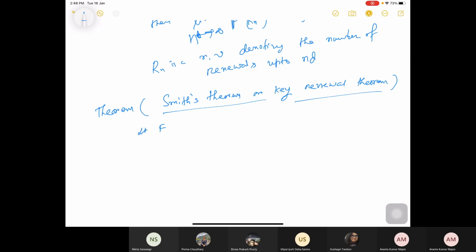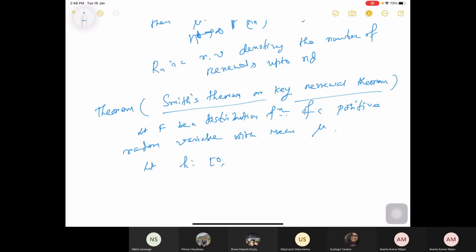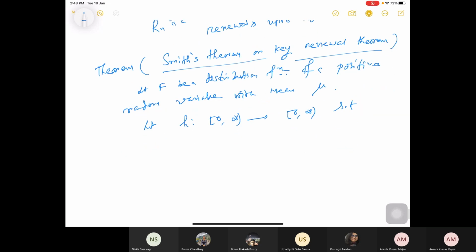Let us first give the statement of this theorem. It says: let F be a distribution function of a positive random variable with mean mu. And I define a function h from 0 to infinity to 0 to infinity such that it has two properties. One, h is non-increasing, and second, it is integrable: the integral from 0 to infinity of h(t) dt is finite. So it is non-increasing, that means it is basically decreasing, and it is integrable. h is my function.